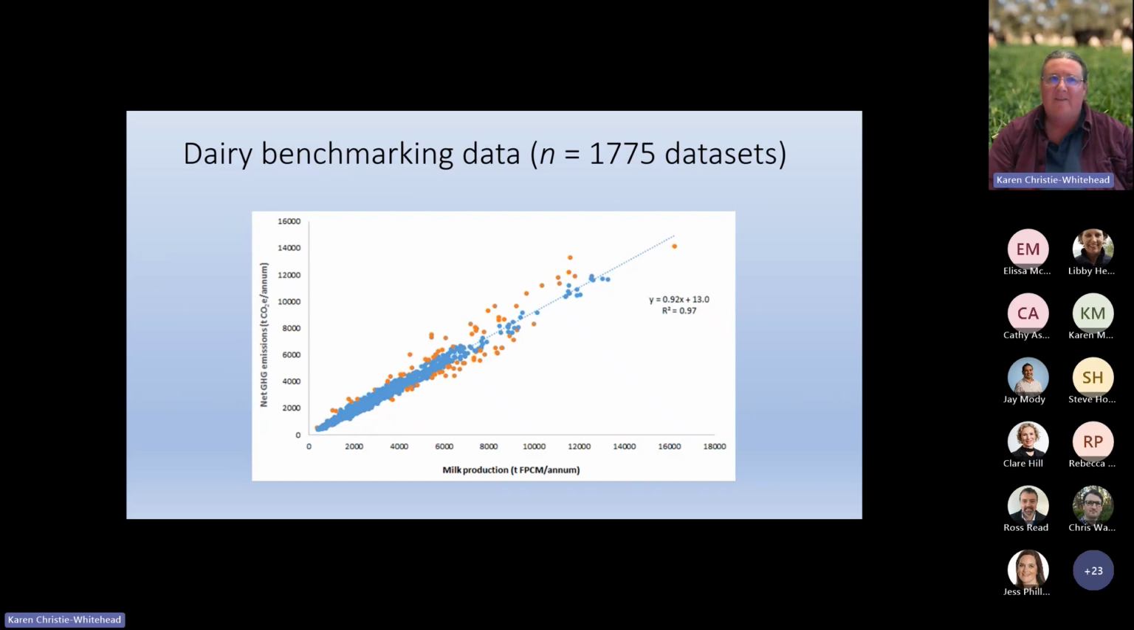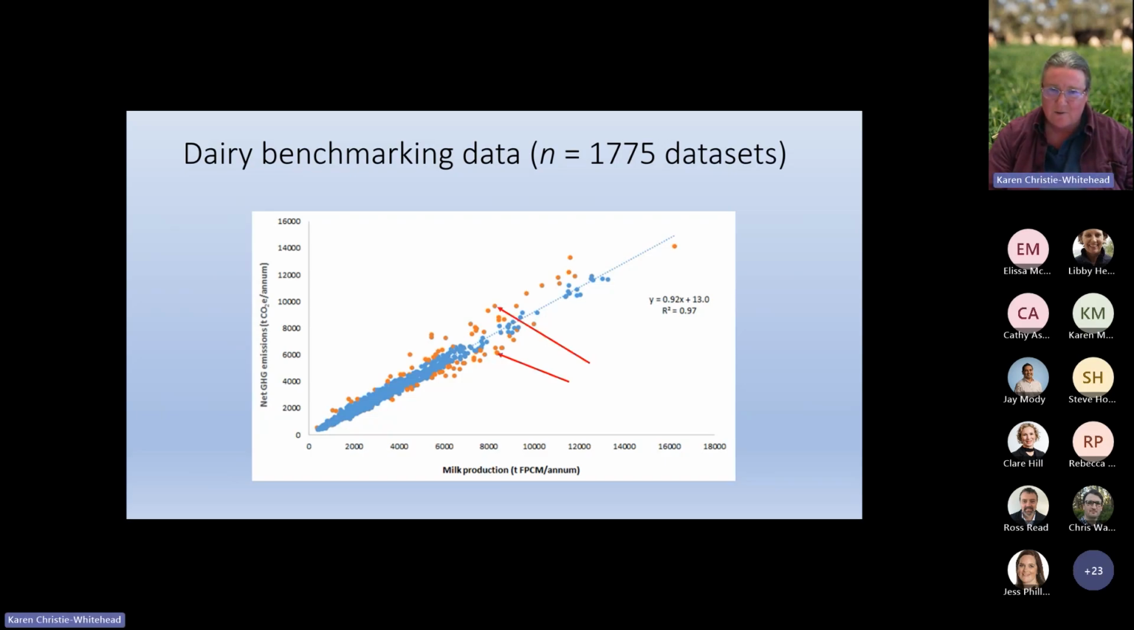I'll just touch here on some benchmarking data, and this is from around 1,775 data sets within the Dairy Farm Monitor project from 2006-7 to 2020-21, I think it was. And what you can see, each of those dots is a particular farm over that time frame. And we've got a pretty linear equation. You could argue, well, Dairy Australia just needs to know how much total milk's being produced in the country and multiply that number by 0.92 and you can work out what the net emissions are on a total industry basis.